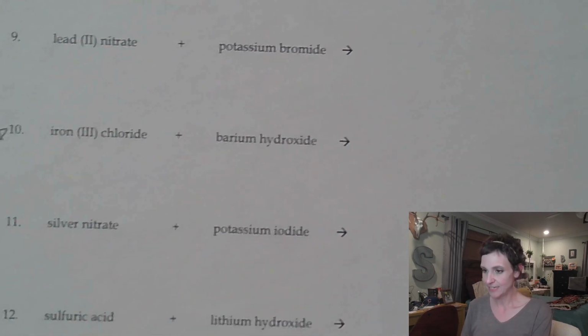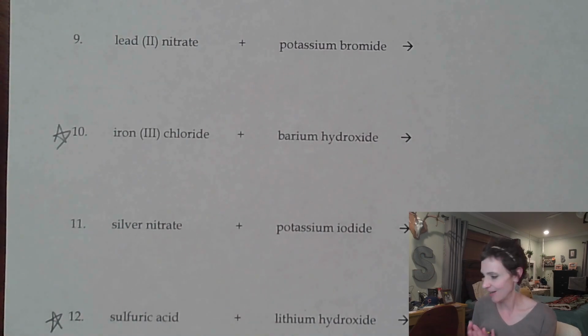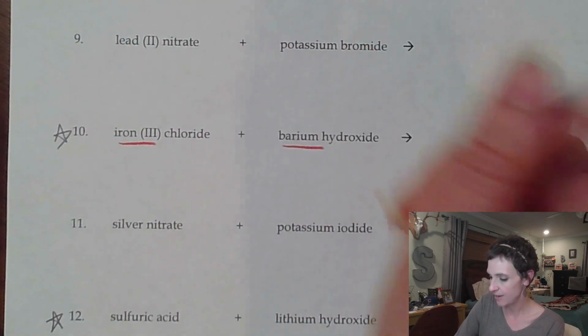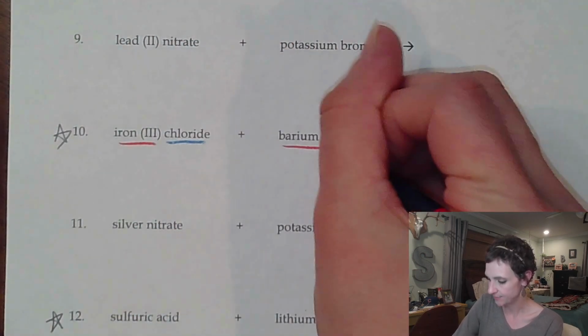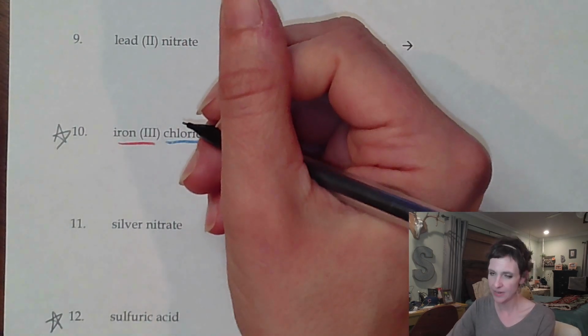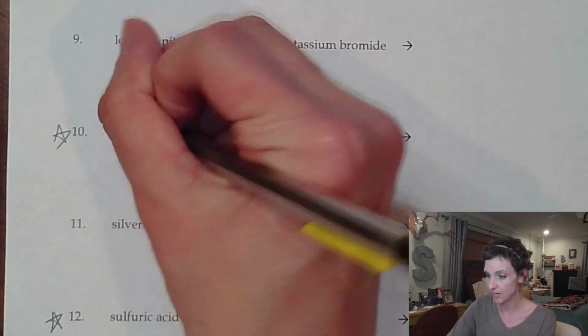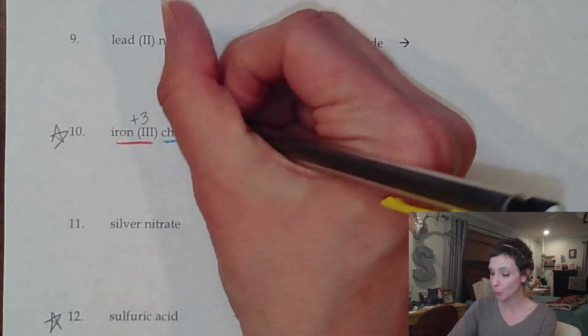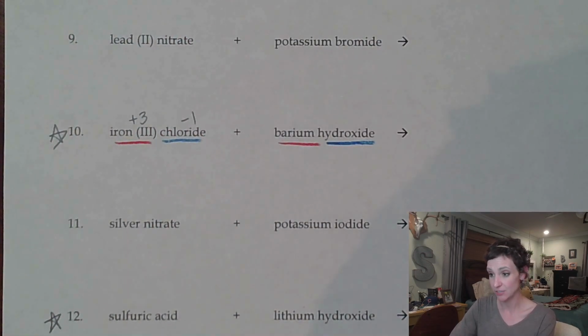I love number 10. Number 10 is a good one, I can tell. So I've got iron 3 chloride and barium hydroxide. So that 3 Roman numeral behind the iron is not that I have 3 irons. He's got a +3 charge, right? Chloride is plain old chlorine. He's got a -1 charge.